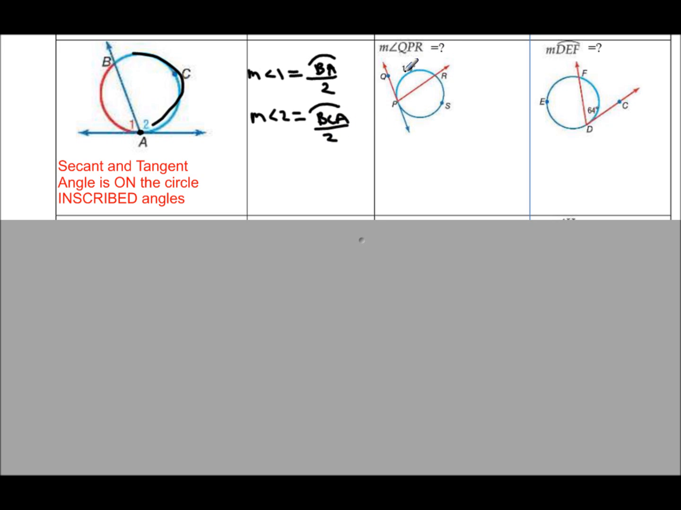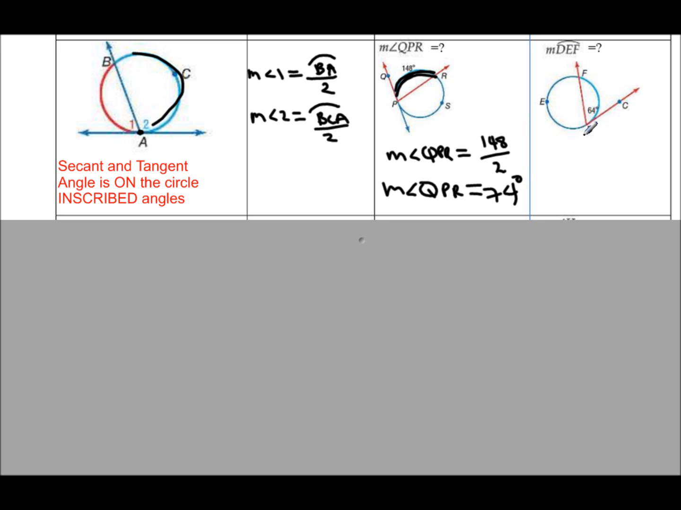Okay, so for the first example, we have angle QPR. The arc that represents it is 148. So angle QPR would be half of 148. So the measure of angle QPR would be 74.